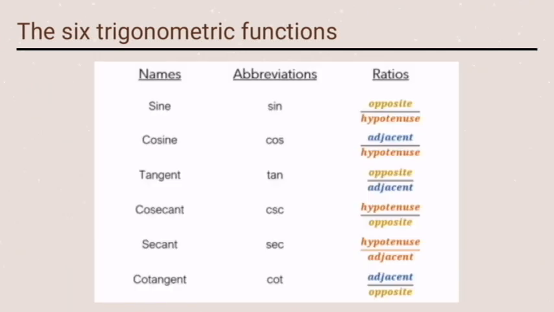So for sine, it is opposite over hypotenuse. For cosine, it is cos and the ratio is adjacent over hypotenuse. For tangent, it is tan and opposite over adjacent. For cosecant, it is csc and hypotenuse over opposite. Secant is sec and it is hypotenuse over adjacent. And for cotangent, it is cot and adjacent over opposite.